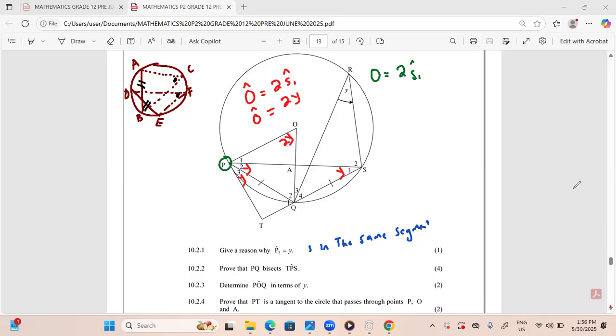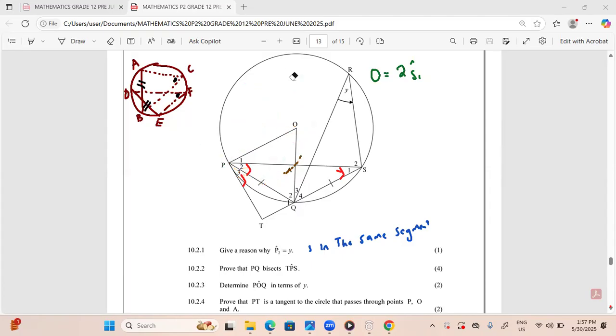Okay, now we are going to prove that PT is tangent to the circle passing through P, O, and A. So I'm going to create that invisible circle that they are talking about. They are saying the circle passes at P, passes at O, passes at A, and comes back and touches P. I'm trying to create the invisible circle. There's no way I can be accurate, but I want you to have a picture of the circle they are talking about.